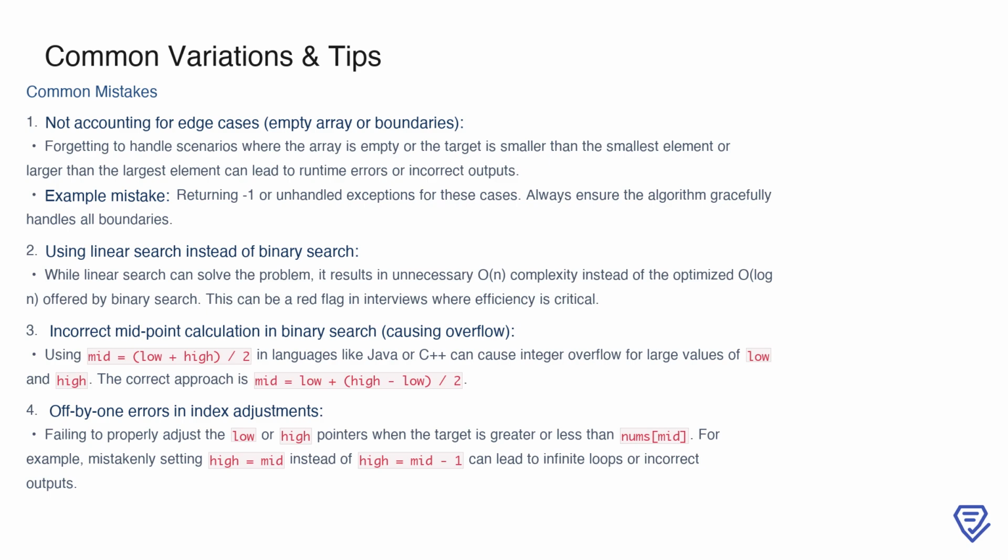Finally, watch out for off-by-1 errors when adjusting the low or high pointers. For instance, setting high = mid instead of high = mid - 1 can lead to infinite loops or incorrect results. These mistakes can be subtle but significantly impact the algorithm's correctness.